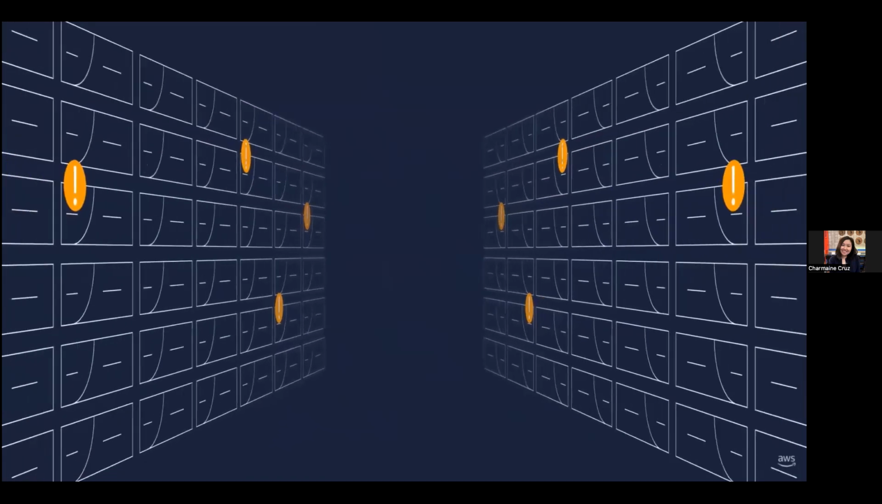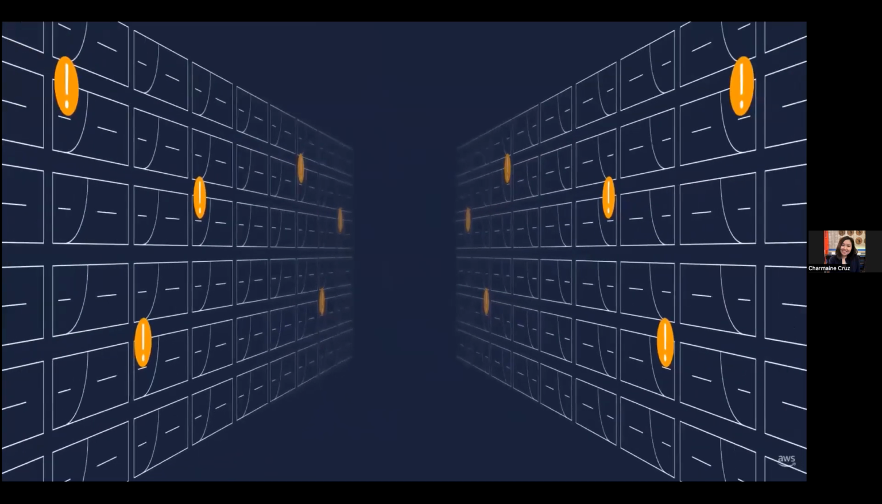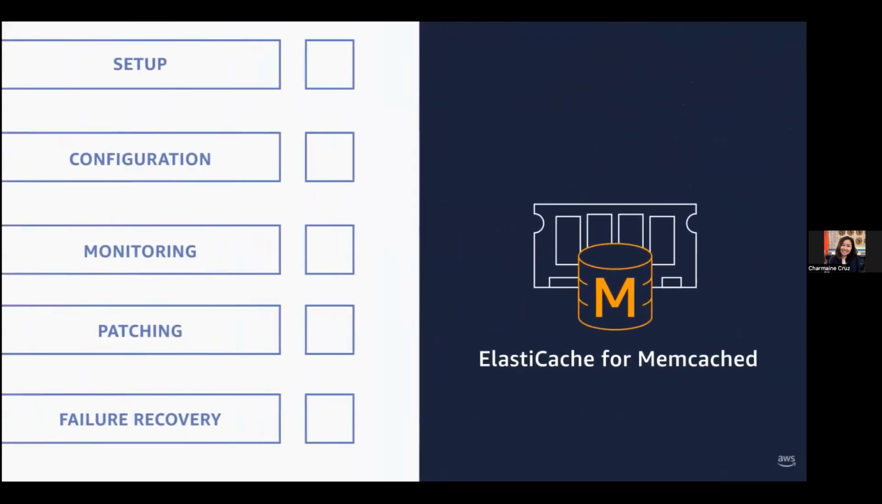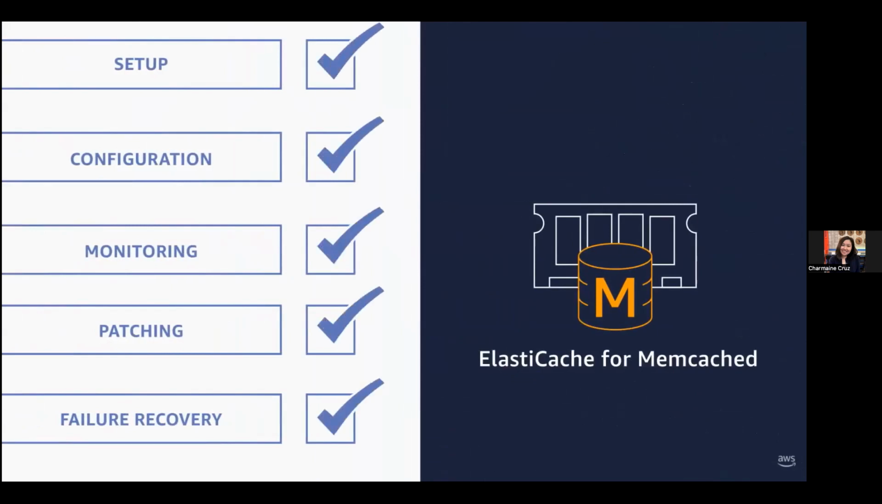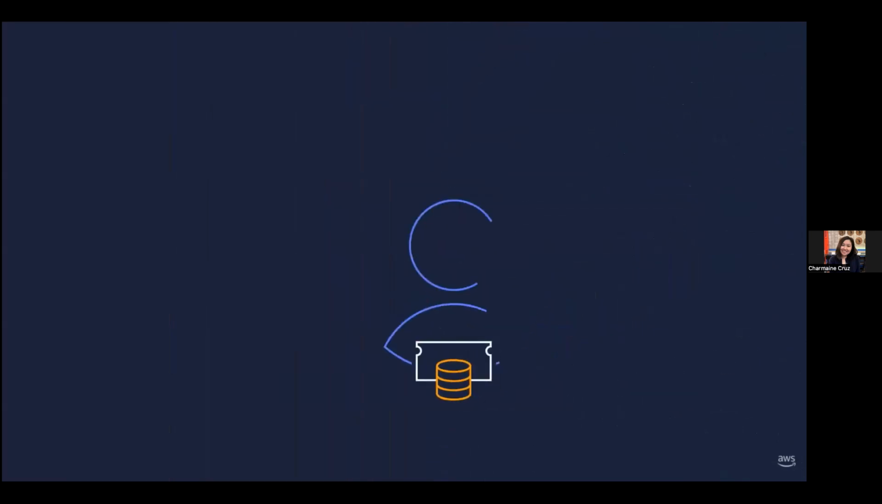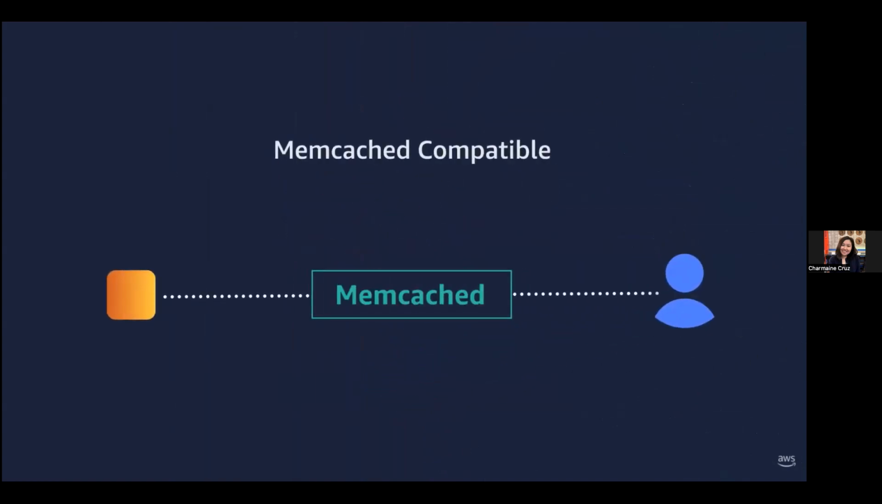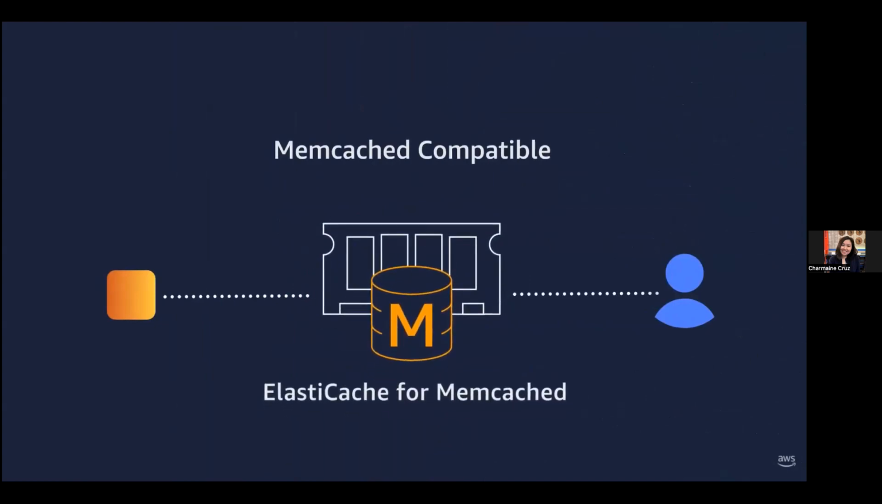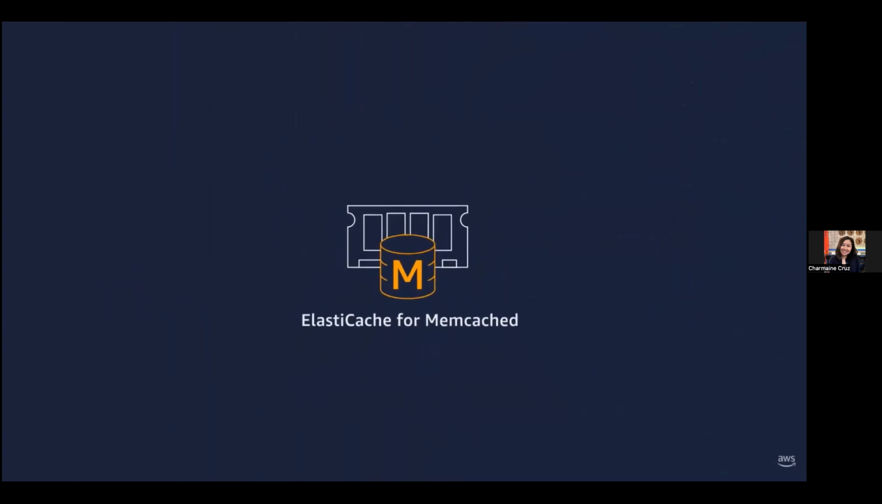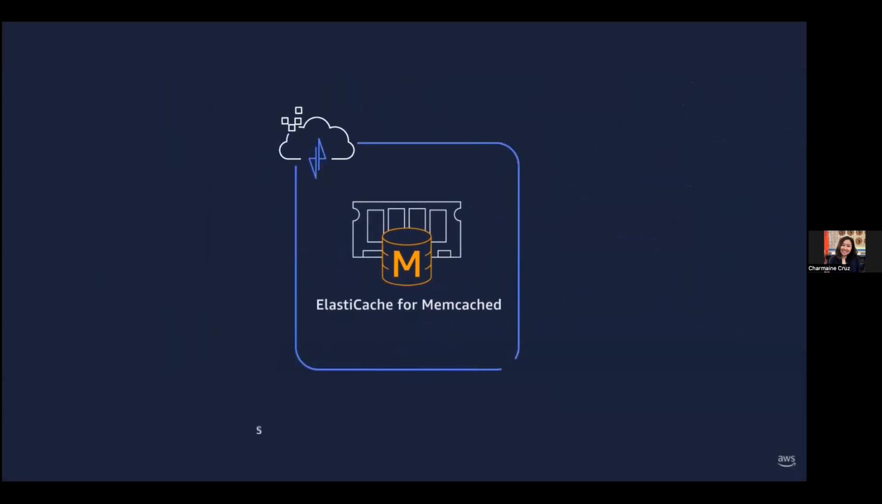But deploying, maintaining, and scaling Memcached can be challenging. Amazon Elasticache for Memcached is a fully managed Memcached service that simplifies administrative tasks so you can focus on high-value application development. It is Memcached compatible, so your existing Memcached applications work seamlessly without changes. Elasticache for Memcached supports Amazon Virtual Private Cloud, helping you keep your data isolated and secure.